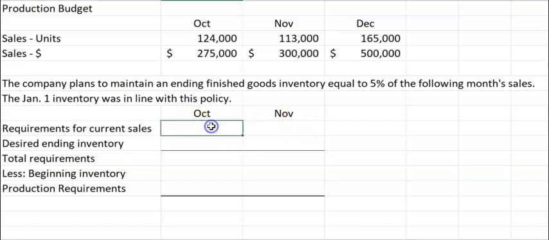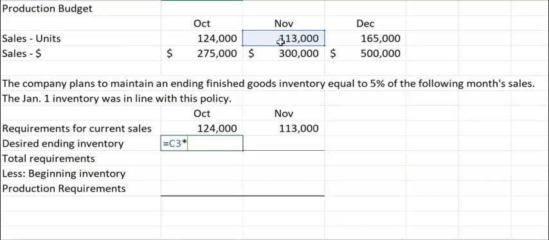So our starting point on the production budget is the requirement for the current sales. So the October sales units are 124,000, November's are 113,000. Okay, but we don't want to just have enough, right, to fill our orders. We want to have ending inventory. And so we're told the company plans to maintain an ending finished goods inventory equal to 5% of the following month's sales. So in October, we want to have 5% of the units that we need for November sales.